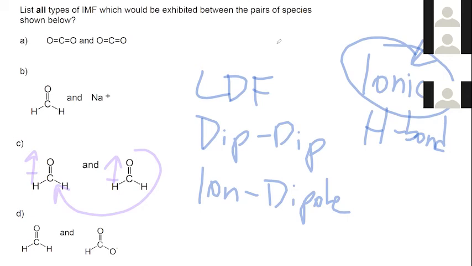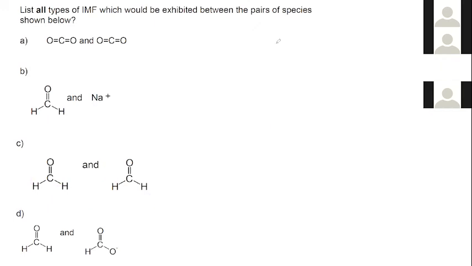Now, what about D? D is kind of a trick question. That one's an ion-dipole, because there's a negative charge on the oxygen on the second one. And then it's also dipole, because they're moving toward the oxygen. And if you're really on the ball, you would realize that this is a carboxylic acid. That is a weak conjugate base. And that in water, it would look like this.